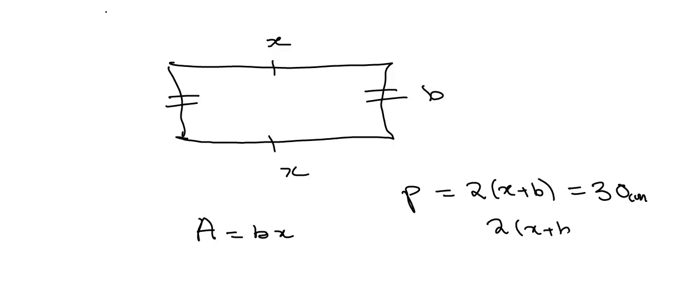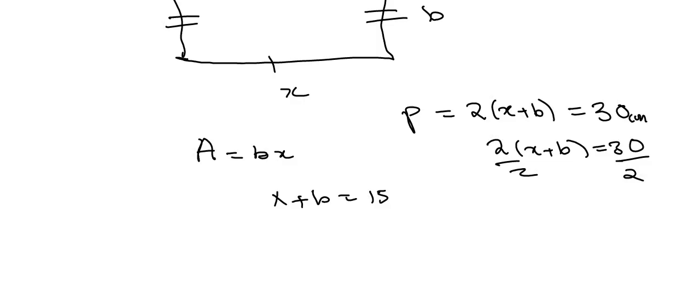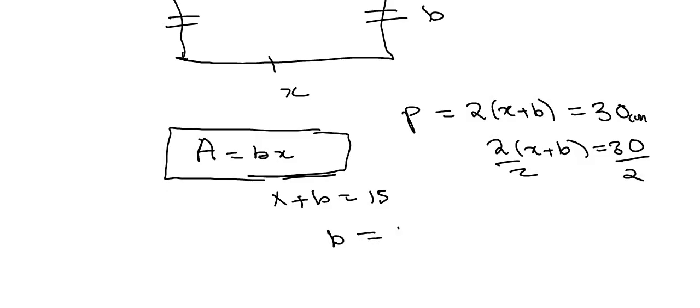Okay, so now there is no way that you can move to the next part without making x the subject here, because x plus b is going to give you 15, right? Yes. You got this part. Then from here you make b the subject, because they want the area in terms of x. So b is the same as 15 minus x.